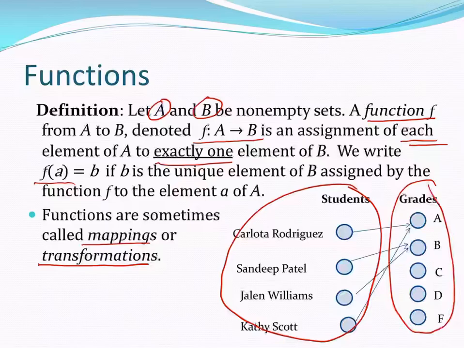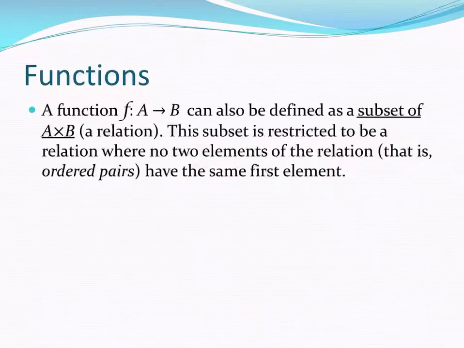All right, now for the second look at a definition of functions. Let's think about them as a subset of A cross B. Now, a subset of A cross B is also called a relation, which is covered in Chapter 9. But what is A cross B?